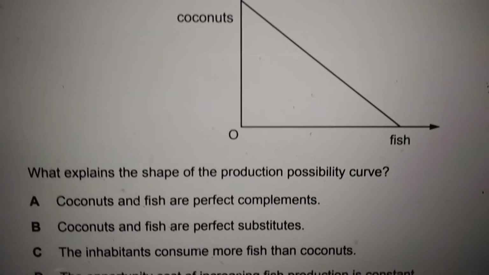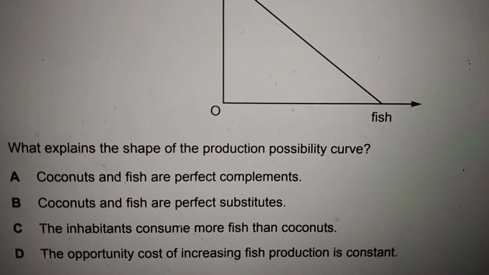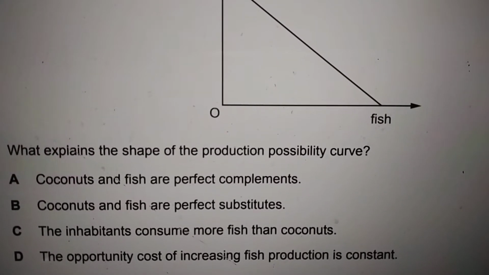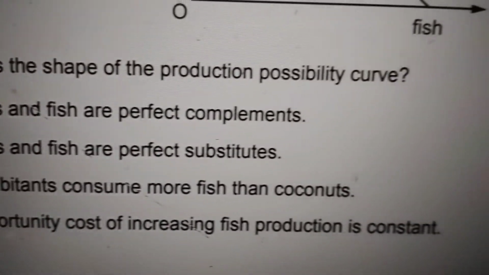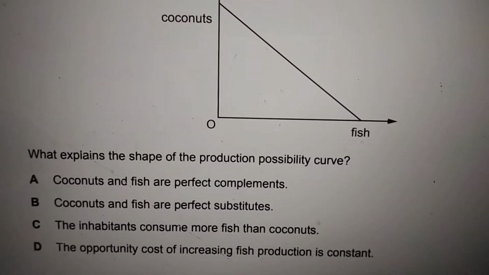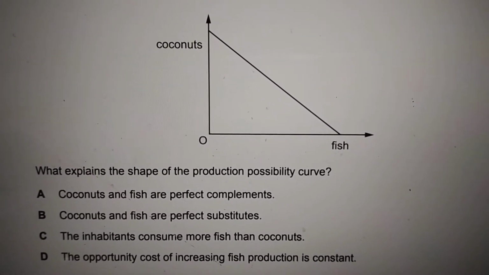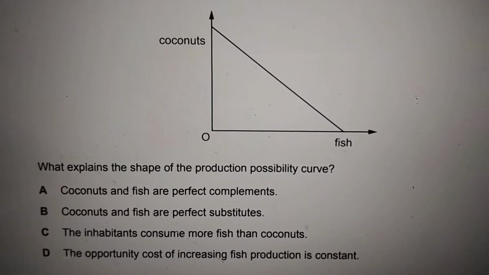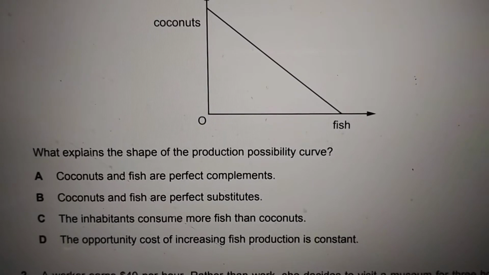So look at option D. It's a straight line, right? Inverse relation, of course, but a straight line shows that the opportunity cost of increasing fish production is constant. So we pick question number 1, D, as our answer because the shape of the straight line PPC is going to express the constant opportunity cost.